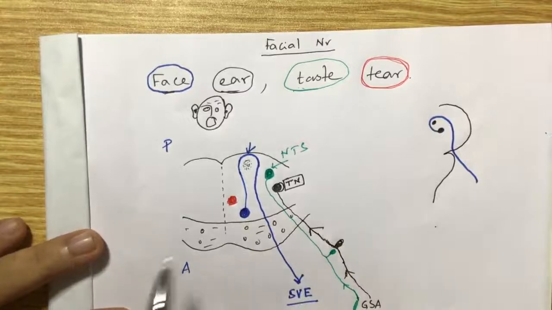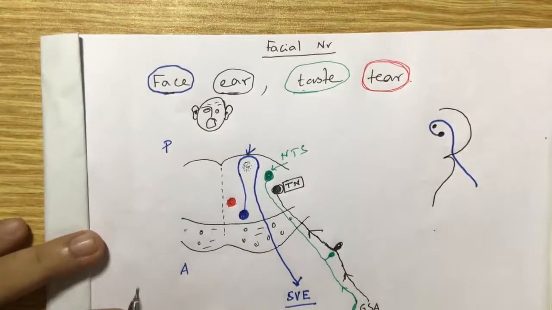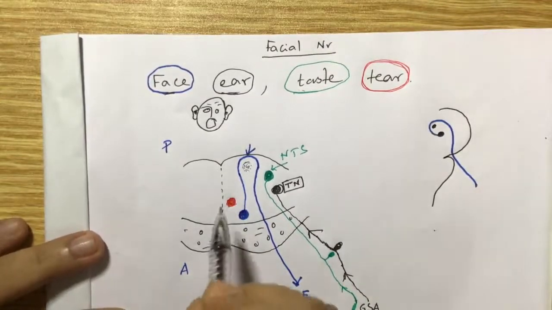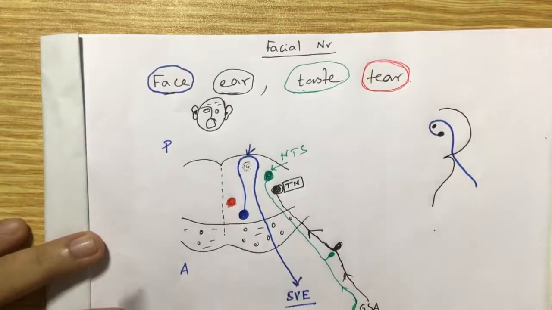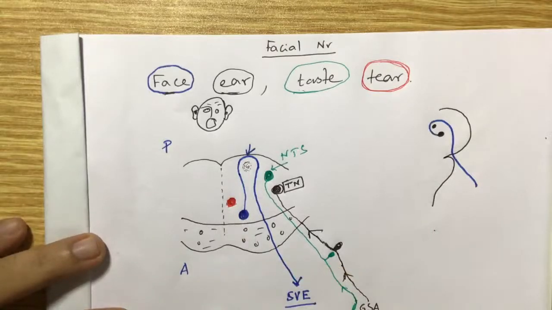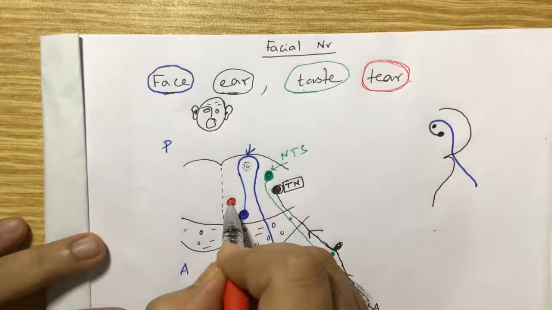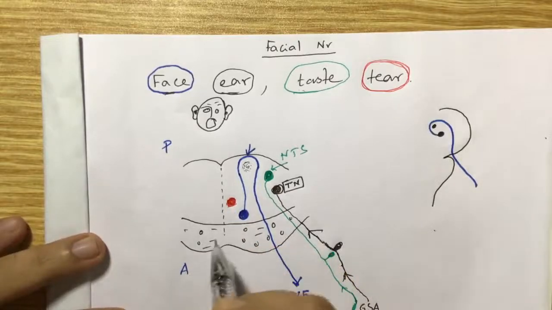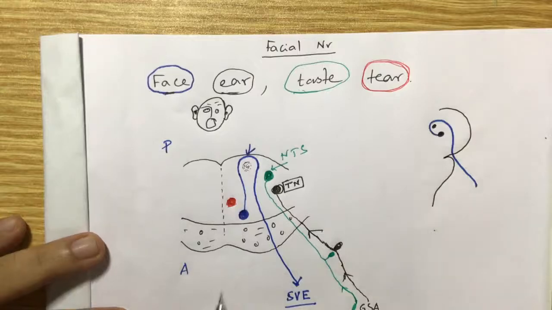Regarding this nucleus, you'll find that in some books it has been written as the superior salivary nucleus only. In some books, you'll find the lacrimatory nucleus and the superior salivary nucleus. Basically, if we consider there are two nuclei, both are in the same column and both are general visceral efferent.